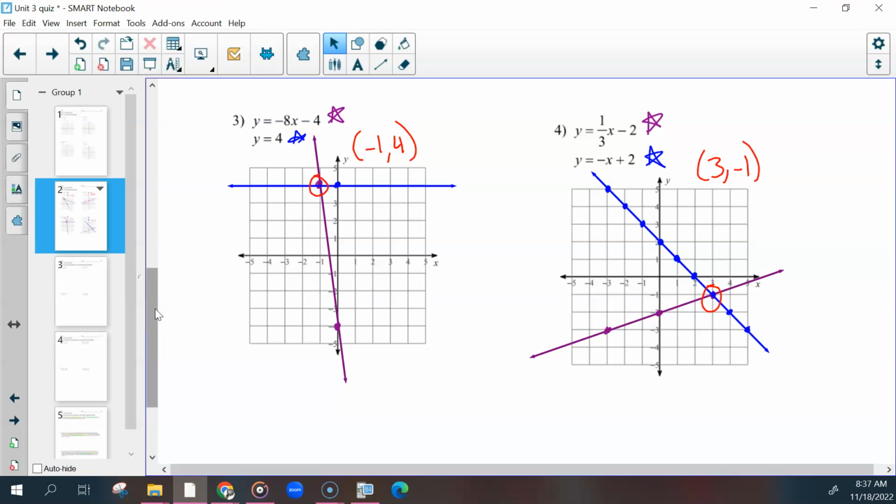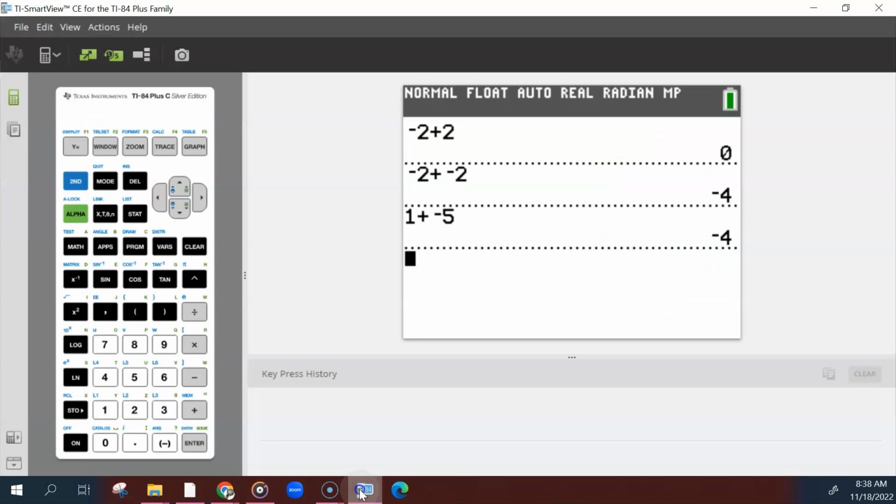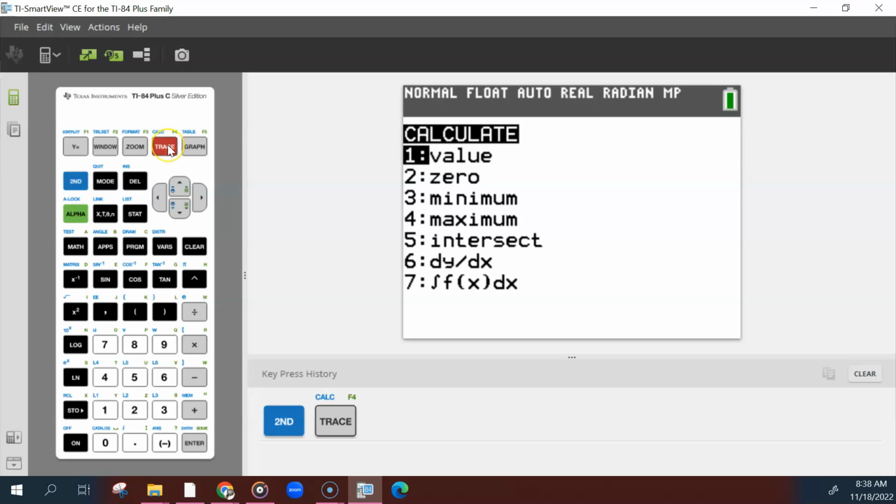So again, make sure you have arrows. Make sure all of your points are plotted. Do we have questions on those two? Remember that you can also double check these in your calculator. If you go into your y equals and you put in your equation, you can graph these and see if you graphed them correctly. You can also go to second trace to find where they intersect.